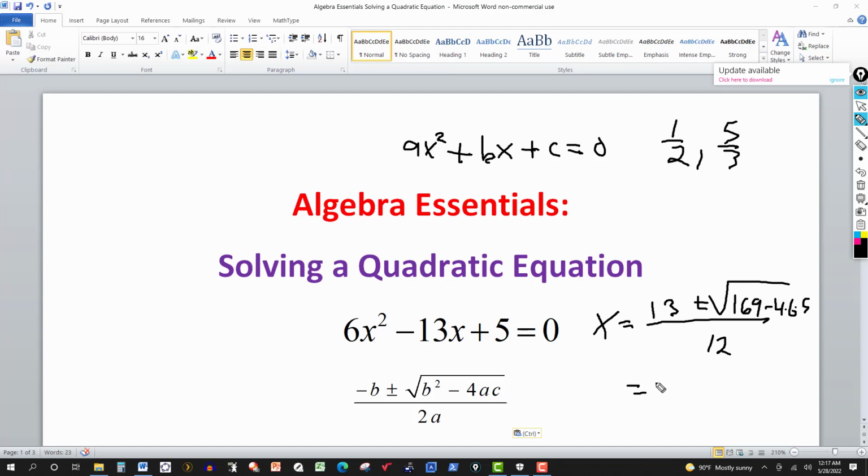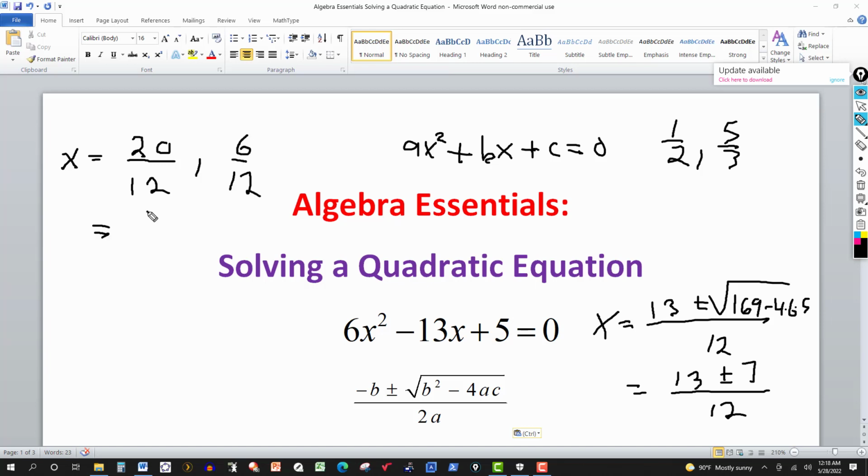The square root of 49 is 7. So this is 13 plus or minus 7, divided by 12. So 13 plus 7 is 20, so we just write it over here. It'll be 20 over 12. This is your x. And then 13 minus 7 is 6, so this is 6 over 12.